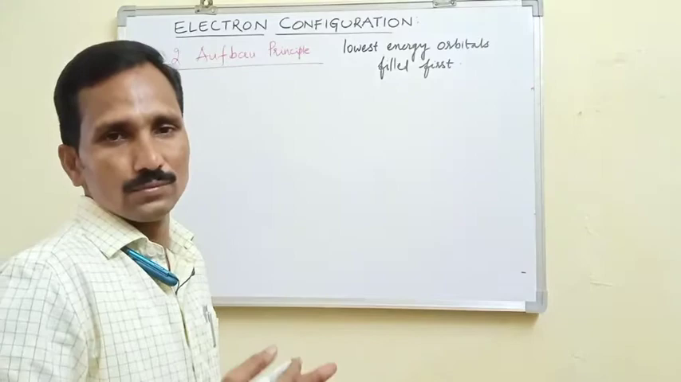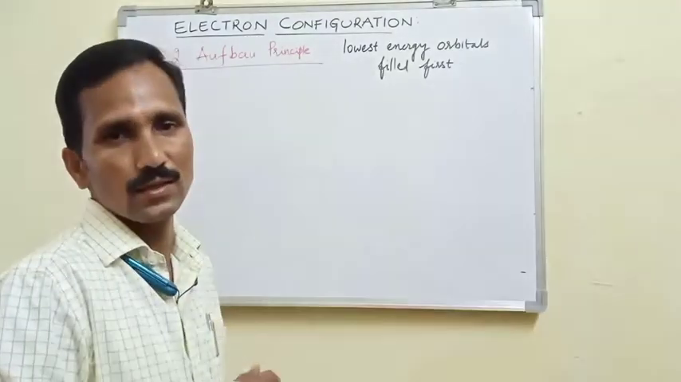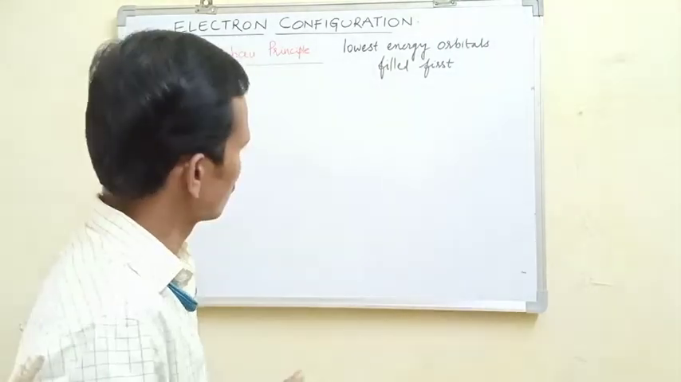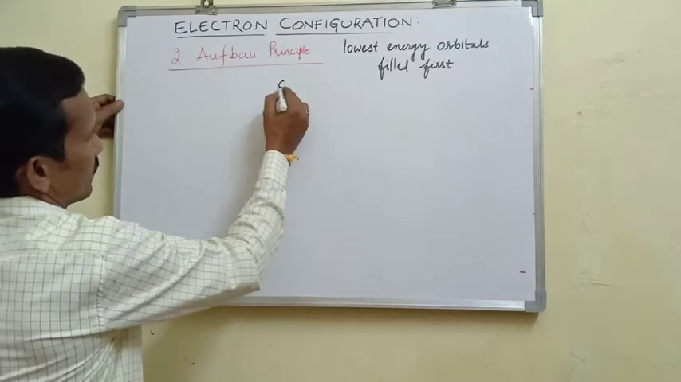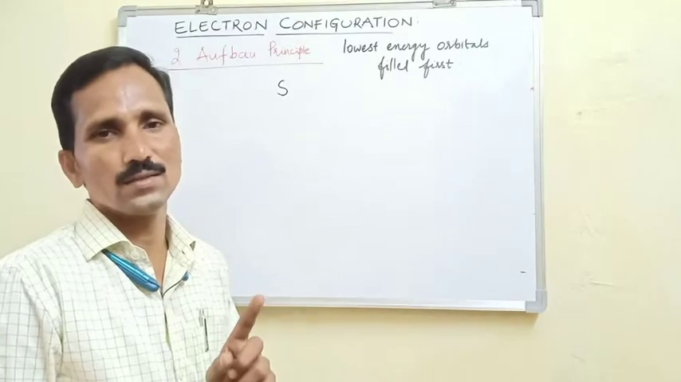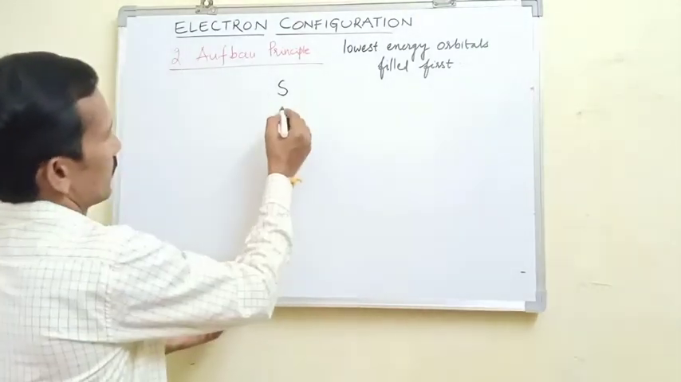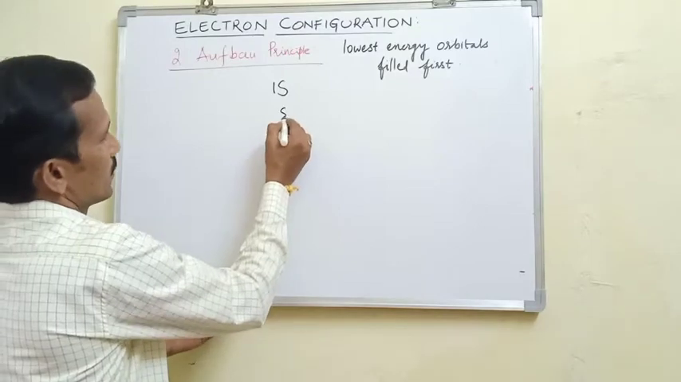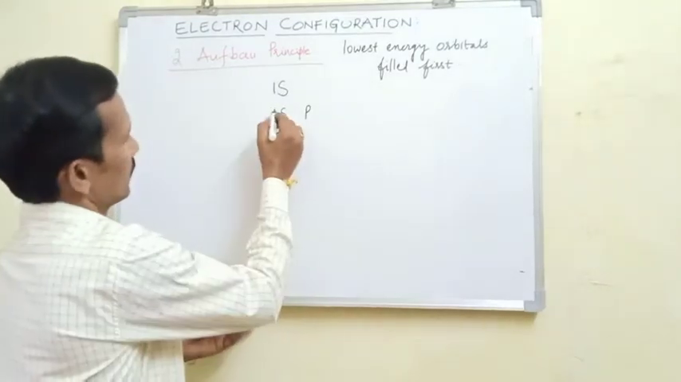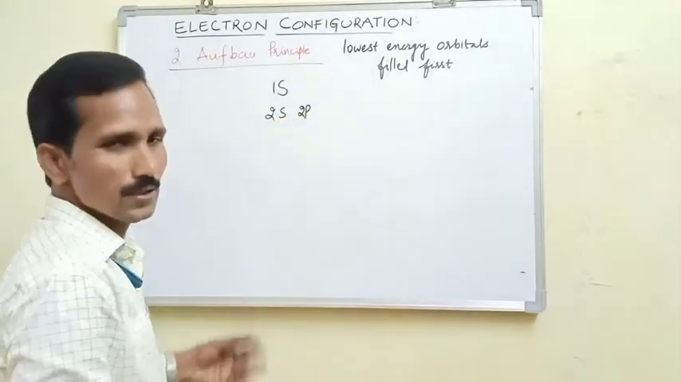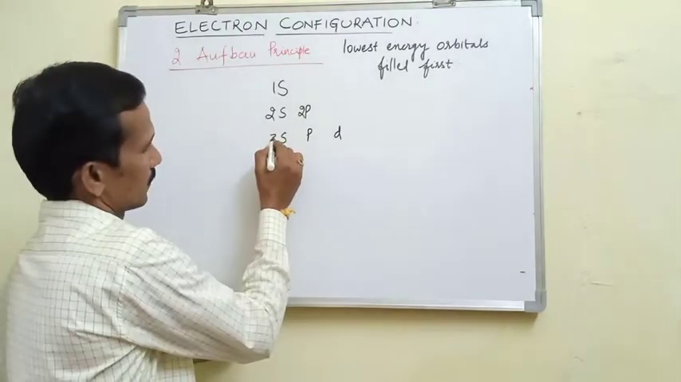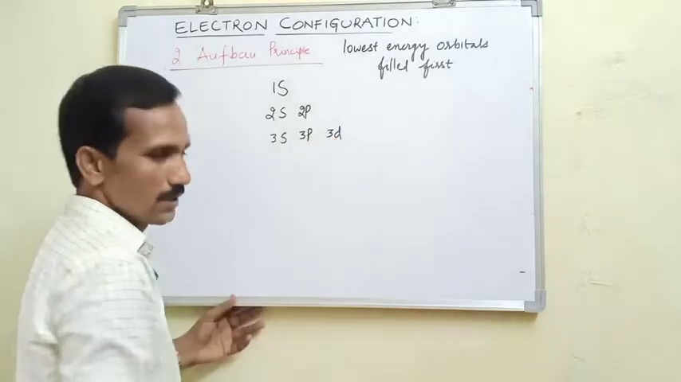So how can we know the increasing order of n plus l value? The Aufbau chart will help us, and it is very easy. In the first shell only a single subshell is present, that is the s orbital. In the second shell there are s and p orbitals. In the third shell there are s, p, d.